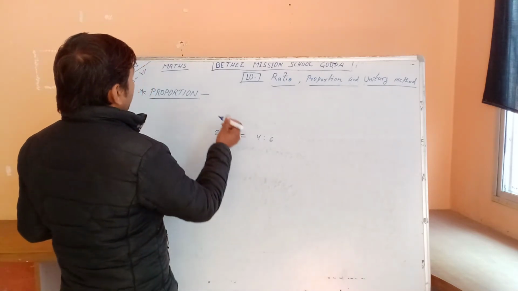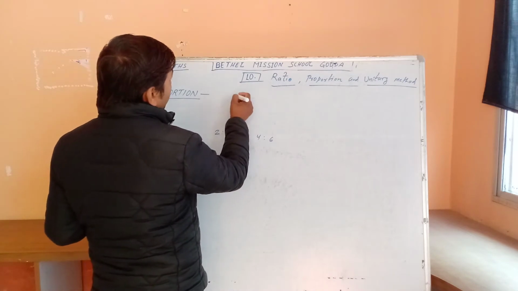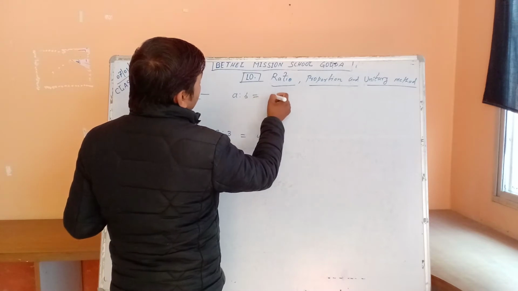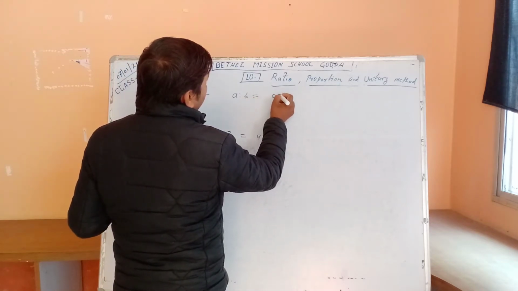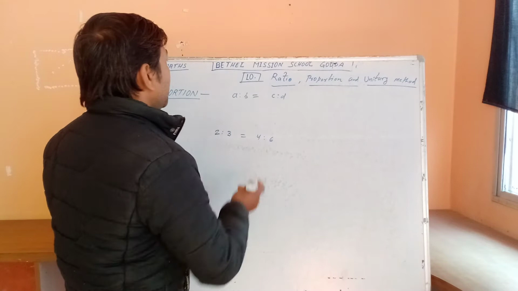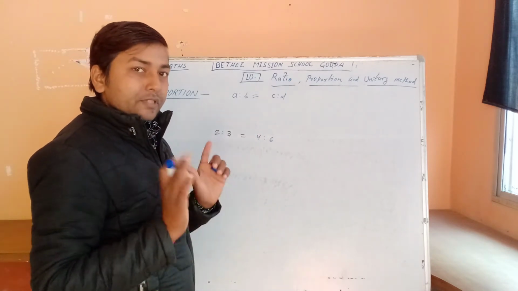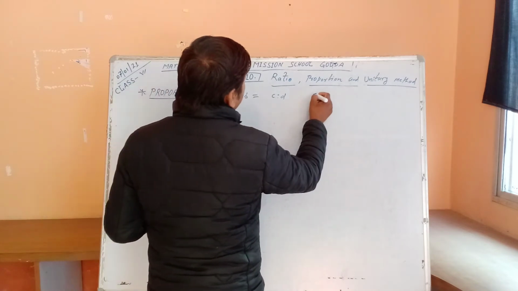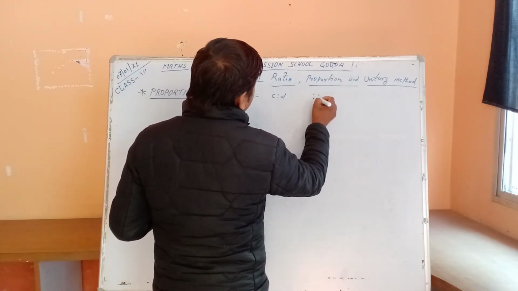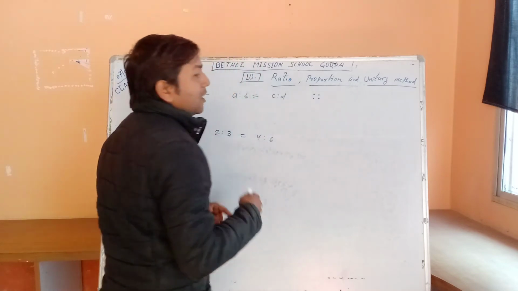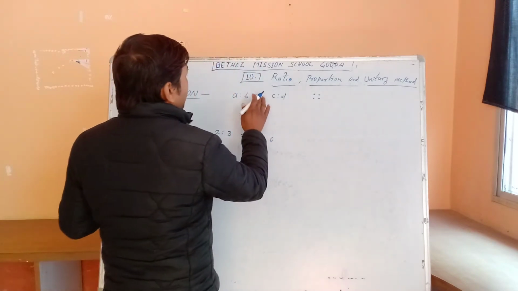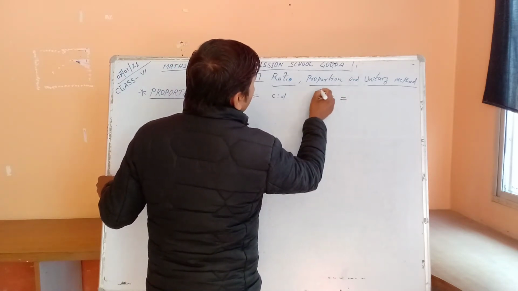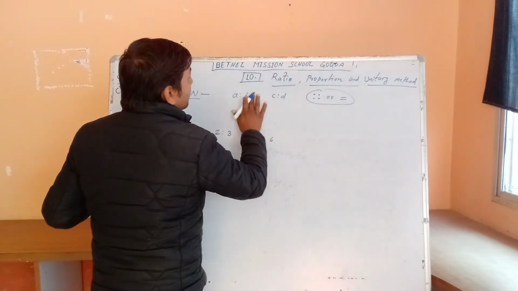Okay, so if two ratios are equal, A ratio B equal to C ratio D, then we say that both are in proportion. Okay, and how can you denote? We denote it with this symbol. This is the symbol of proportion. So we write here this symbol.